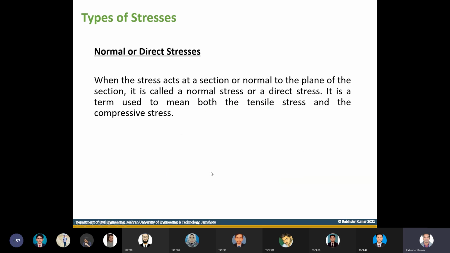Another type of stress is normal stress. What are normal and direct stresses? Can I say compressive or tensile stress is normal stress or not? Yes, sir, because they are acting perpendicularly to the surface, to the cross sectional area. Exactly. Very nice. So when the stresses are basically acting normal to the plane. Understand the plane, because we will be using this term many times.